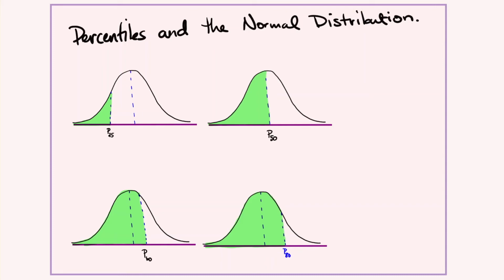In a previous lesson, we calculated the percentiles for a given set of data, and we also learned how to calculate the z-score given the data value, the mean, and the standard deviation. In this lesson, we are going to talk about how percentiles can relate to the normal distribution.